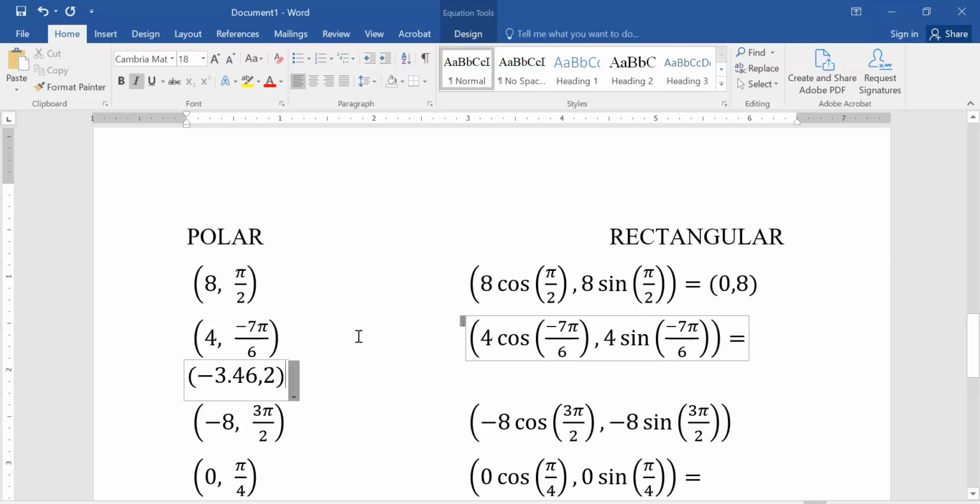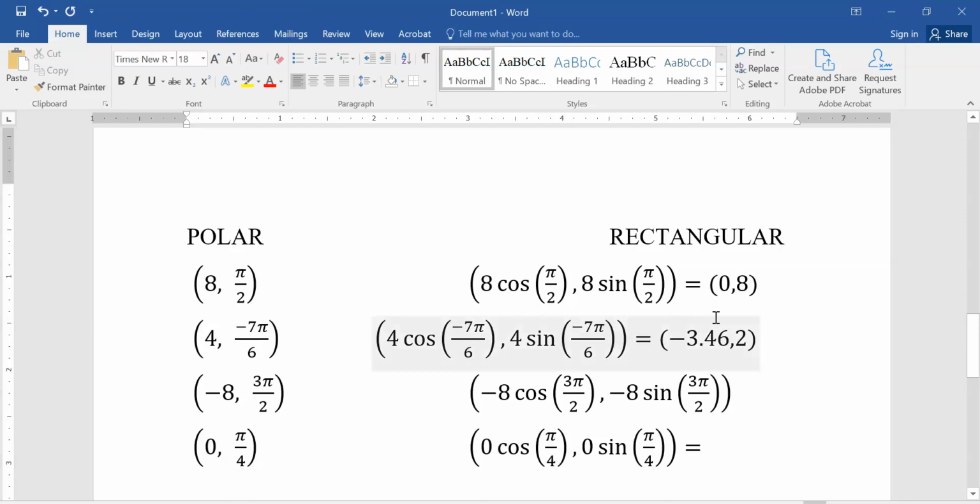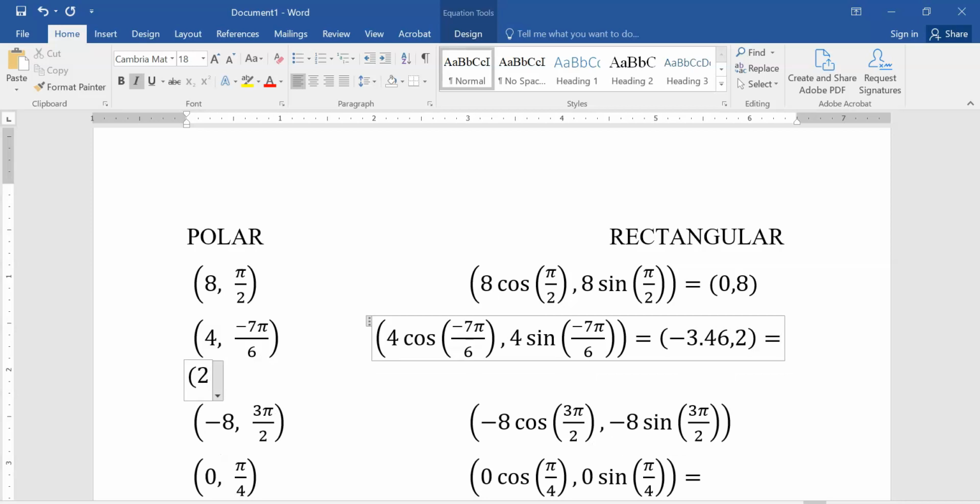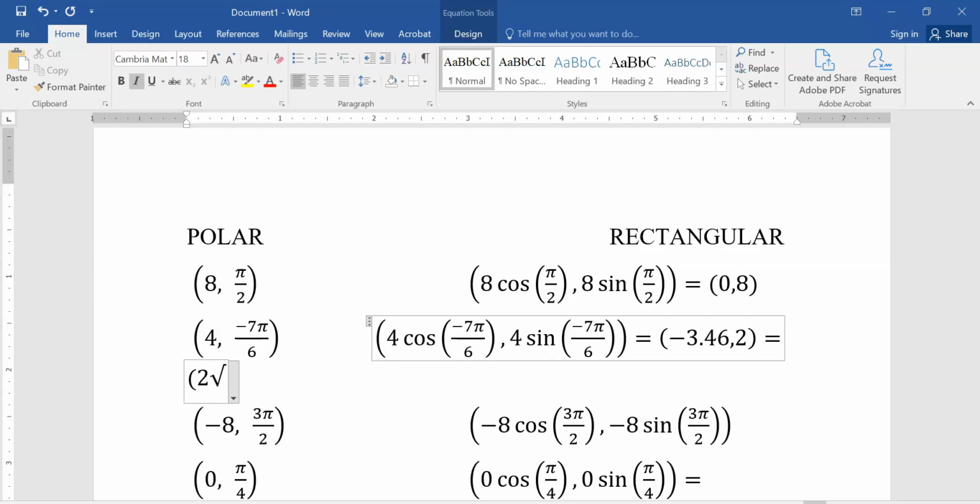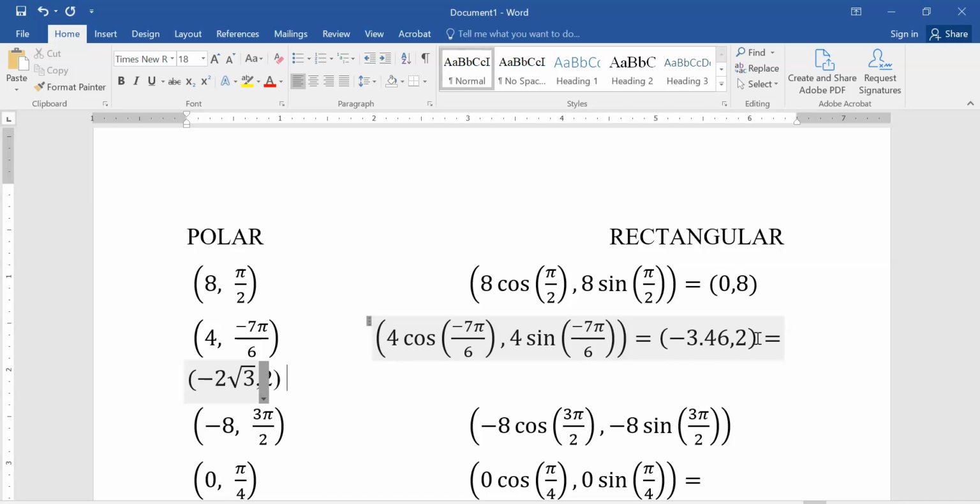Let me do a little bit making sure. There you go. And by the way, that roughly negative 3.46, that's actually 2 times the square root of 3. Excuse me, negative 2 times the square root of 3, comma 2. Dang it. I am a little bit off here. So something's wrong there. But that's what that point is again there.